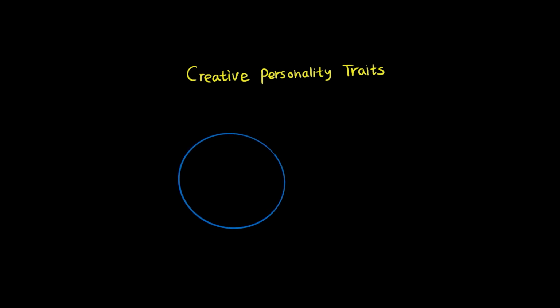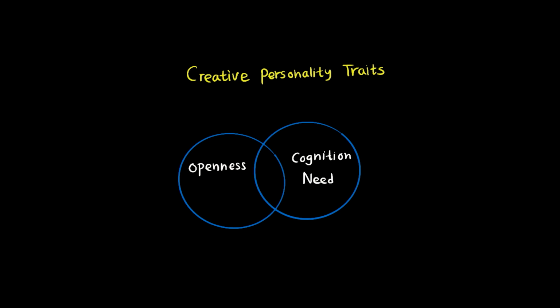Research reveals something crucial about creative individuals. They aren't defined by a single trait. Creative people typically show both openness to experience and a high need for cognition, meaning they're curious about the world and they enjoy thinking deeply about complex problems. These traits don't work in isolation, they interact and amplify each other. When someone is open to new experiences, they gather diverse inputs, and their love of deep thinking helps them process and recombine these inputs in creative ways.